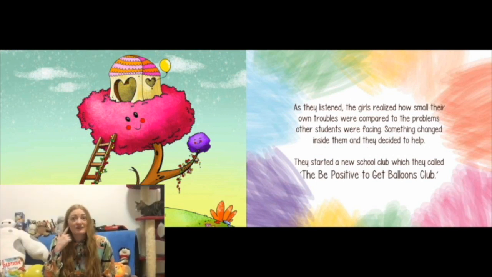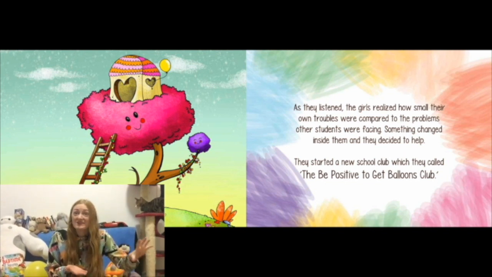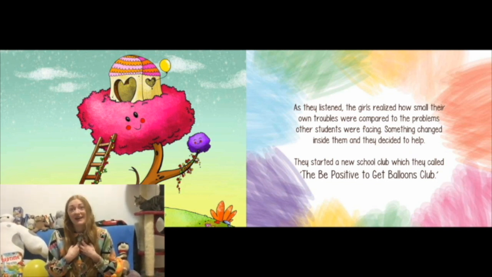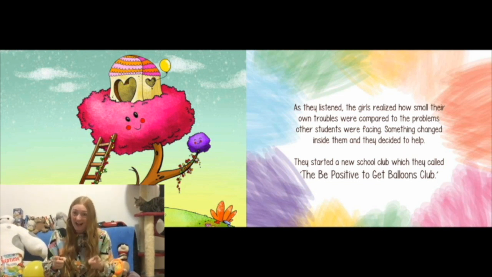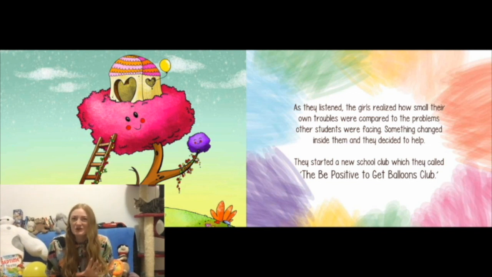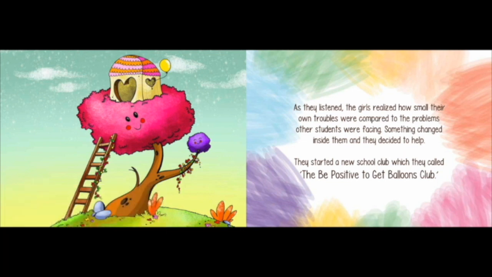As they listened, the girls realised how small their own troubles were compared to the problems other students were facing. Something changed inside them, and they decided to help. They started a new school club, which they called the Be Positive to Get Balloons Club.